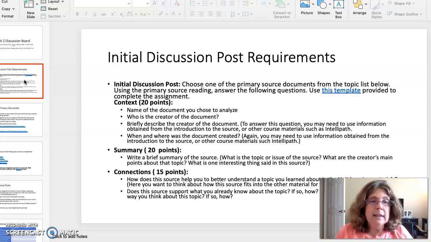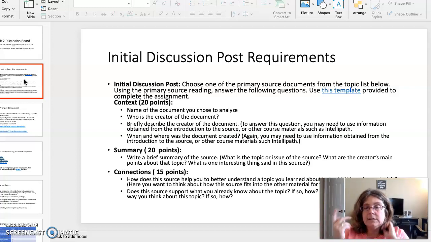Okay, thirdly and lastly for the initial discussion board post is the connections section, which is worth 15 points. Does this source help you better understand the topic you learned about in the Unit 2 learning materials? Basically, the question you should be answering is, how did reading this document or watching the YouTube video help you to better understand the Unit 2 learning materials, in particular in telepath? Okay, that's the key question you're answering in this section.